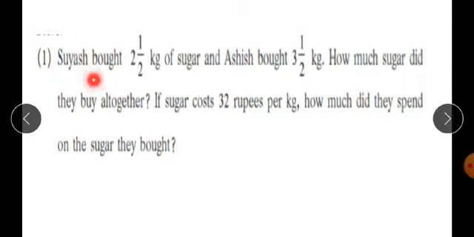First question: Suyash bought 2.5 kg of sugar and Ashish bought 3.5 kg of sugar. How much sugar did they buy altogether? If sugar cost 32 rupees per kg, how much did they spend on the sugar they bought?